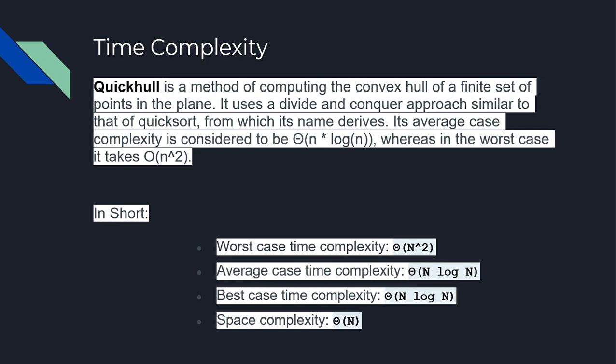Now let's see the time complexity. Quick hull is the method of computing the convex hull of finite set of points in the plane. It uses a divide and conquer approach similar to that of quicksort, from which its name derives. Its average case complexity is considered to be O(n log n), whereas in the worst case it takes O(n^2). In short, the average and best case time complexity for quick hull algorithm is O(n log n). For worst case, it takes O(n^2), and the space complexity could be O(n).